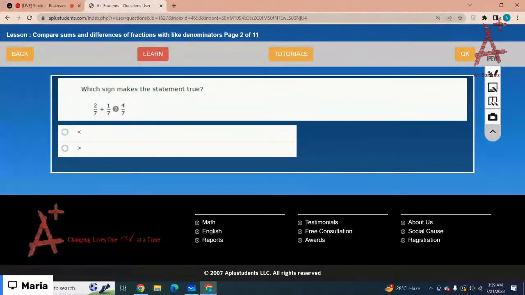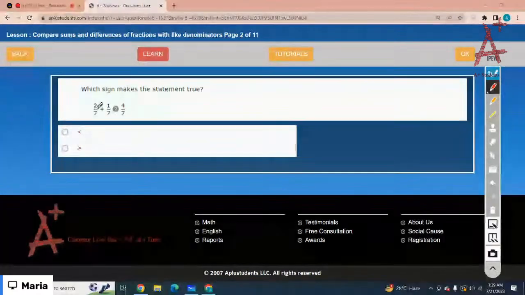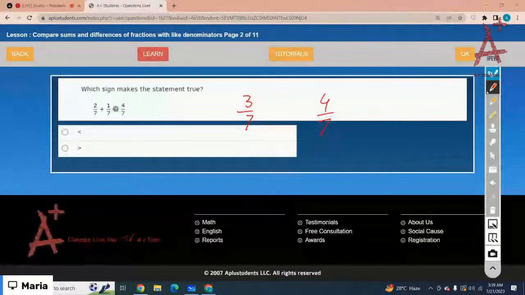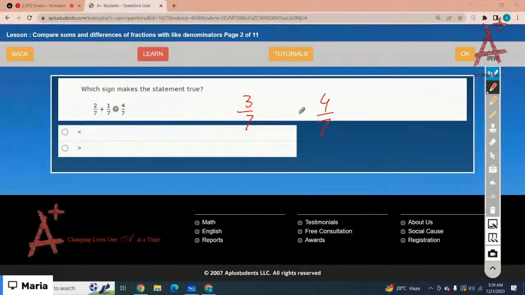Okay, the next one is 2 over 7 plus 1 over 7. So just add 2 plus 1 is 3 over 7 and you have to compare to 4 over 7. So which is the correct option? 3 over 7 is less than 4 over 7. So the correct option is less than.